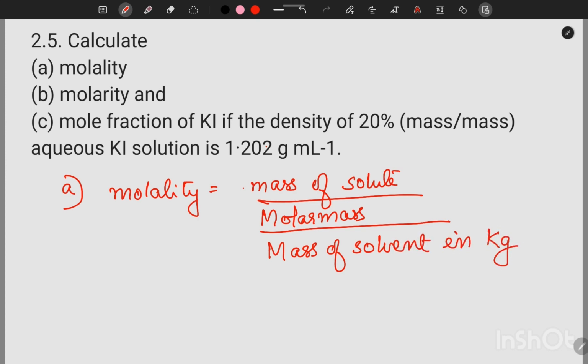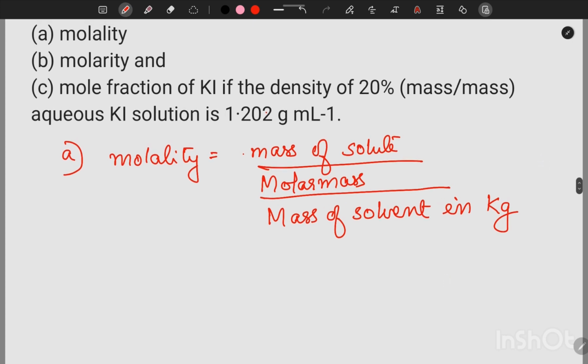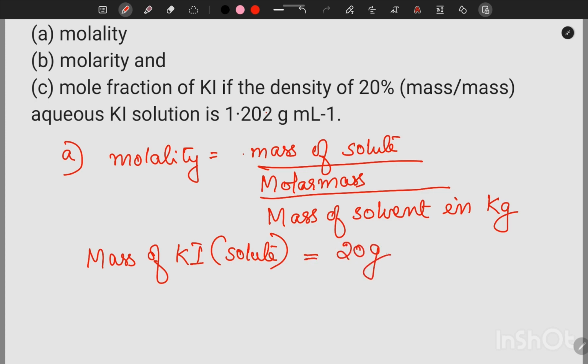Now let us find out each term. Mass of solute, that is mass of potassium iodide. Potassium iodide is our solute. That is 20% mass by mass means 20 gram of solute is present in 100 gram of solution. So any percentage question is given, mass of solution is fixed, it is 100 gram.